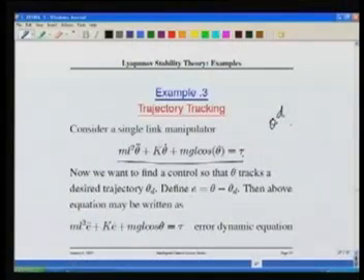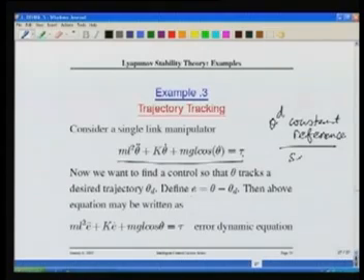The objective is that theta should follow a particular trajectory theta d, but here theta d is a constant reference. So, although we say trajectory tracking, this is actually set point tracking. Whatever my initial angular position of this link, it has to go to a desired theta d. So, how do I actuate a torque by the motor such that the link goes to any angle?